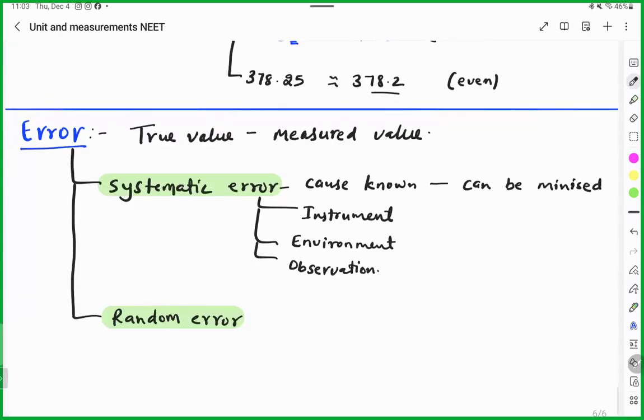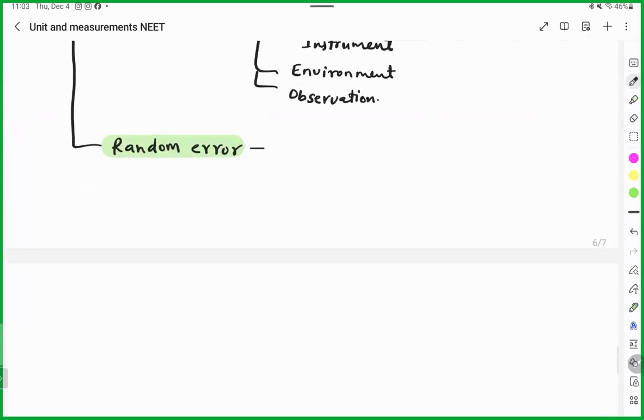What are the random errors? Barinder, what is random error? Where we don't know what the cause is, unknown cause. That's why it cannot be minimized. Why? Because we don't know what the reason is. That's why this is random error. So we don't have the exact idea what the possible reason could be.